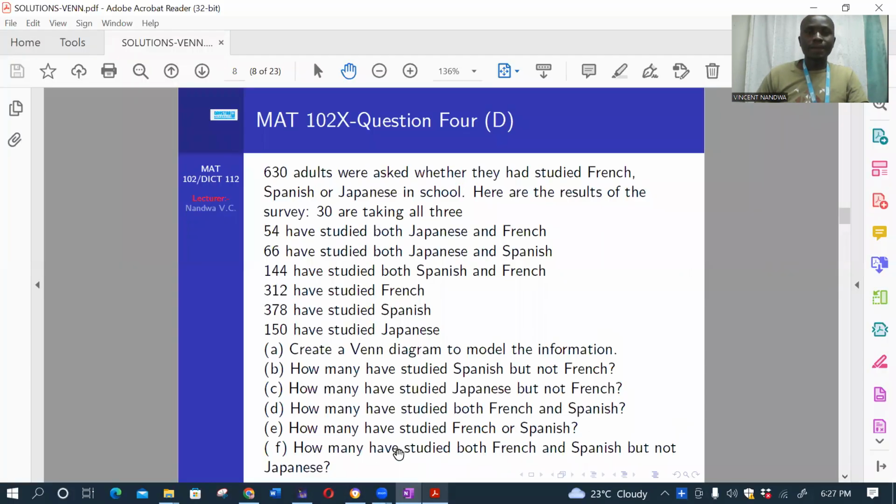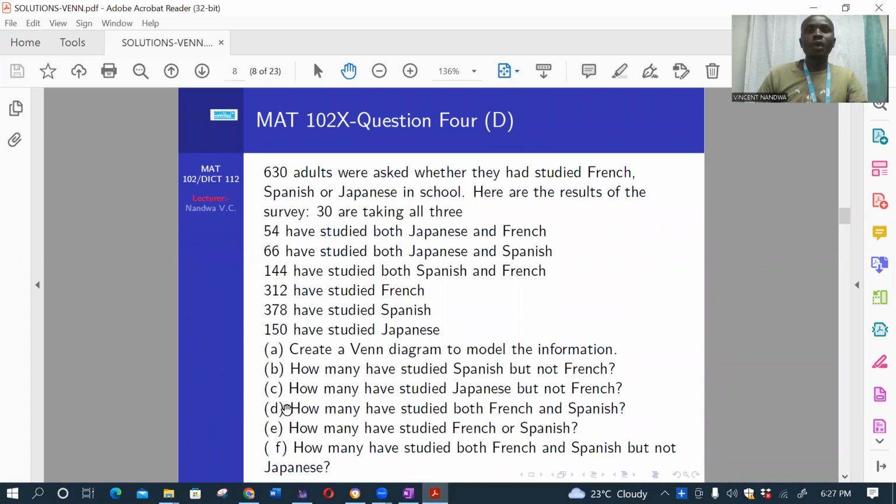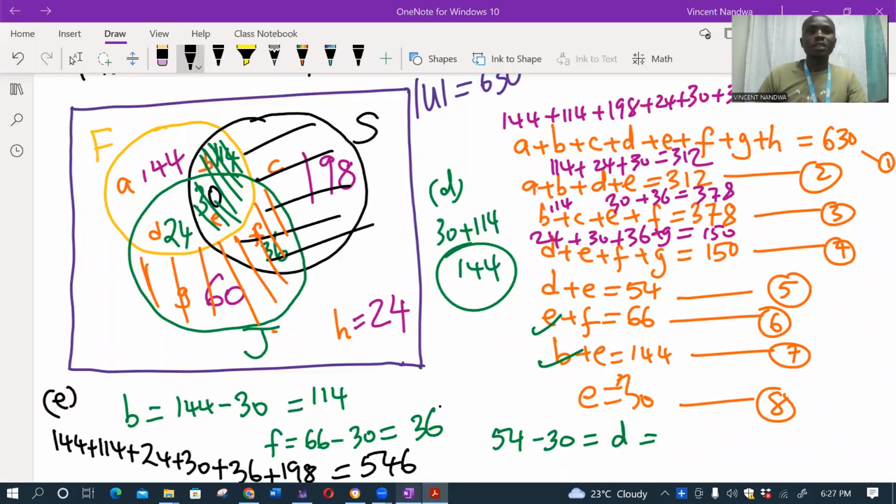And then lastly, how many have studied both French and Spanish, but not Japanese? So first you should be counted to be in F and at the same time S. FS means you are either in B or E. But then we have another condition that you should not be in the J set, the Japanese set. So if you are in E, you can be counted to be in the Japanese set. So the only point where you'd be counted to be in S and F alone is this part B, whose value is 114. So that's the value for F.